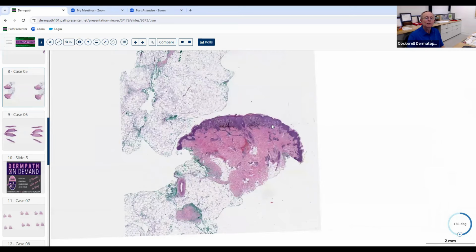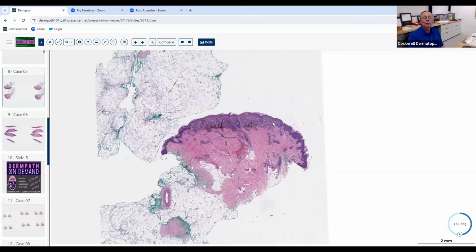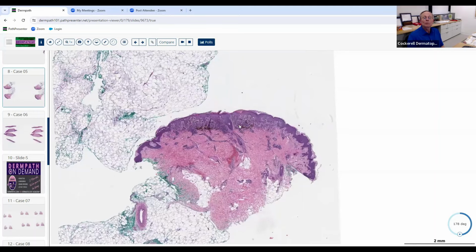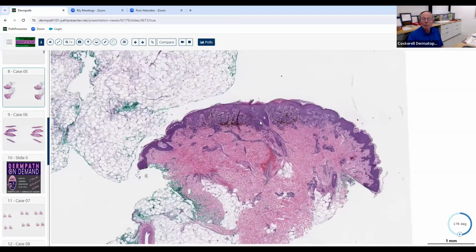So you can see at low magnification there's definitely some sort of neoplastic process going on here. It's not inflammatory. Something is going on in the papillary dermis and the upper reticular dermis. Even at low power, you can see that there's some melanin in here. It's pigmented. So we start thinking, okay, pigmented lesion, melanocytic lesion.